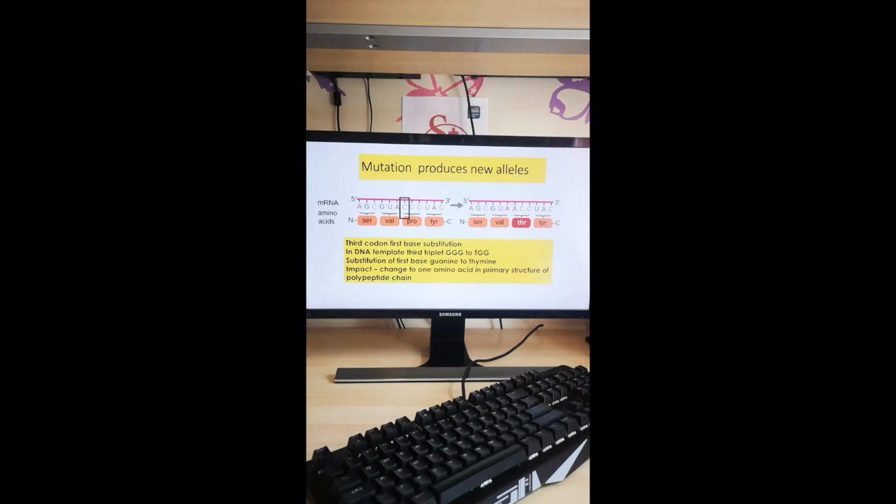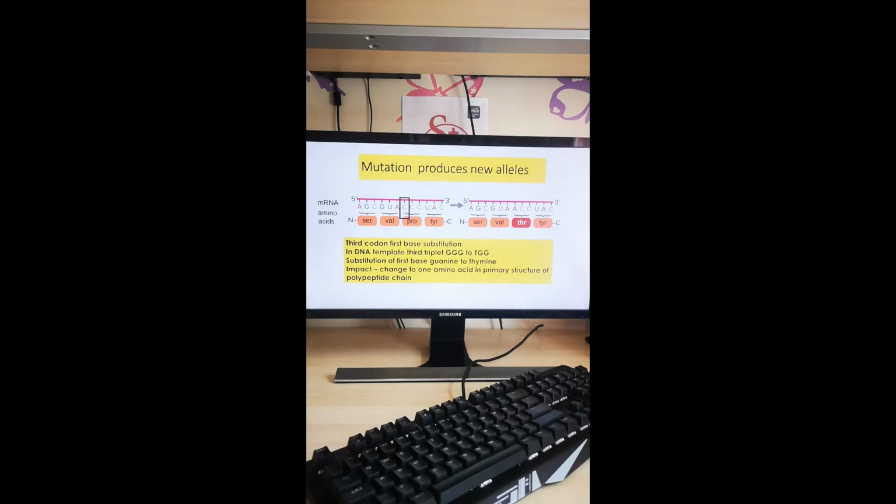So describing this mutation, it would have been a substitution, so we're swapping one base for another, and it was guanine to thymine in the DNA, which meant that in our mRNA we've now got cytosine, we've replaced cytosine with adenine. The impact was we changed 1 amino acid in the primary structure of the polypeptide chain. Okay, so we've got a new allele.